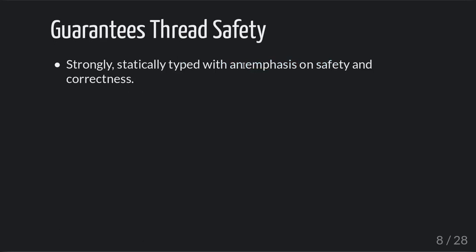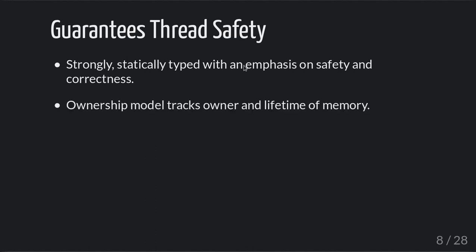So the other bold claim is that it guarantees thread safety. It has a strong statically typed type system, and through the ownership model that I mentioned earlier, it's able to track which thread owns a piece of data. And so it knows if you're sharing a piece of data between two threads, and it can reject that. And obviously, it is necessary to share data between threads, and there are mechanisms to do it. And those mechanisms allow the compiler to still track whether it's being done safely.